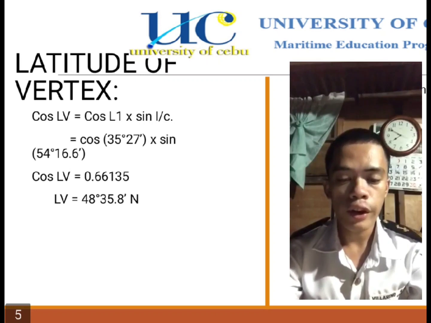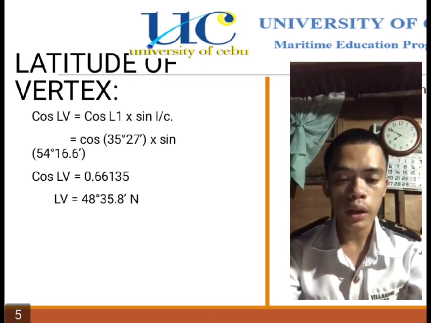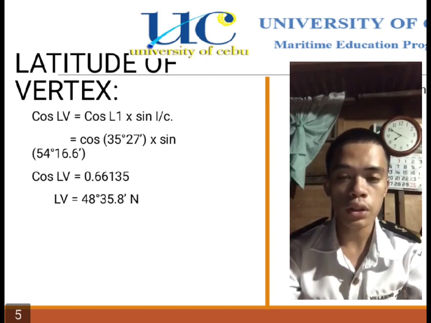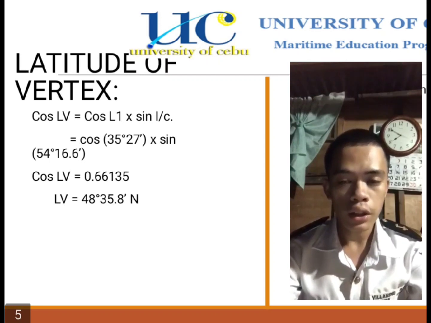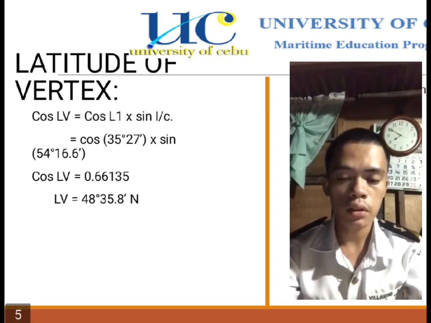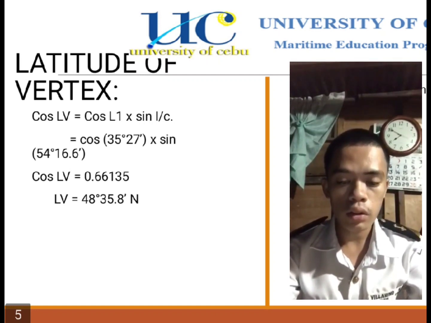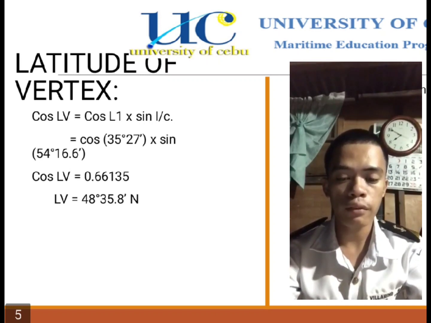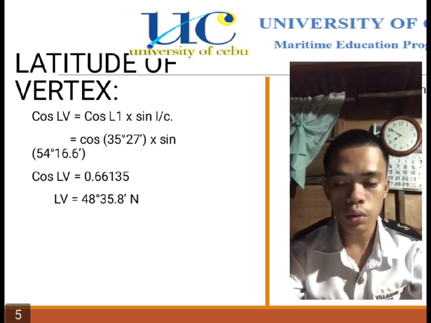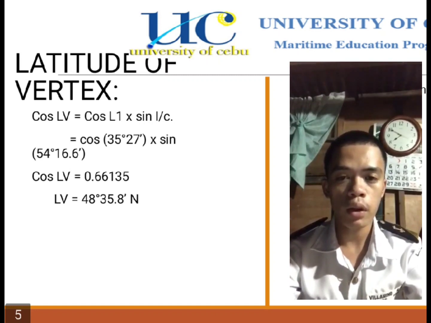So next is final course angle and final course through. The formula is cosine final course angle is equal to sine latitude 1 minus cosine GCD, or great circle distance, times sine latitude 2, over sine great circle distance times cosine latitude 2. Sine latitude 1, 35 degrees 27 minutes, minus cosine great circle distance 74 degrees 32.5 minutes times sine latitude 2, 37 degrees 48.5 minutes, over sine great circle distance 74 degrees 32.5 minutes times cosine latitude 2, 37 degrees 48.5 minutes.